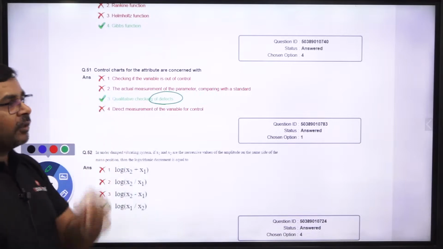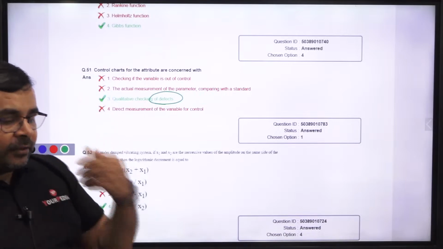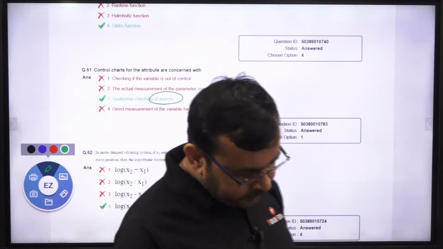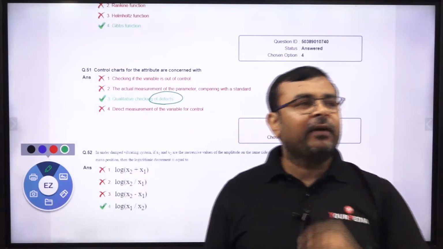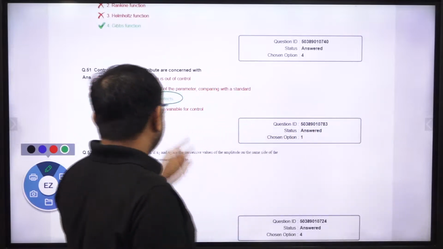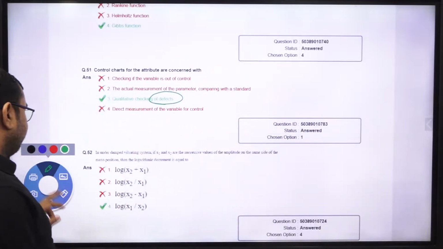And if I talk about the control charts for variables, then mainly they are used for checking the number of defects and the defective items. Yes or no? So the correct answer for this question is option 3.